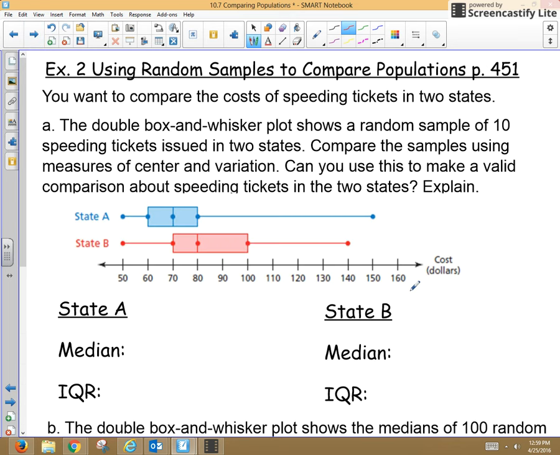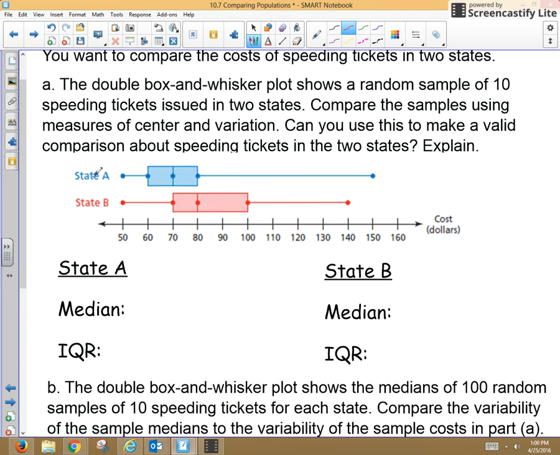Number 2, you're comparing two populations with a box and whisker plot. You want to compare the cost of the speeding tickets in 2 states. So you have a double box and whisker plot here for 10 speeding tickets. Now to compare, this time you see the data is very skewed. It's very spread out and it's not very consistent or even.